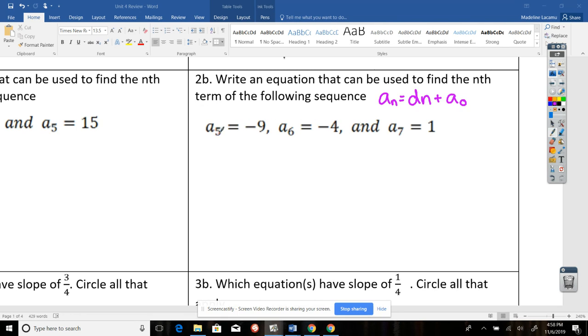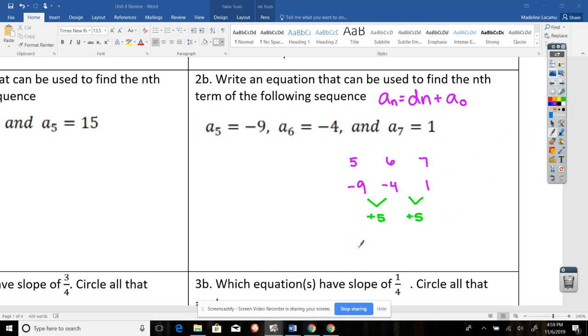So in this problem, it has a sub 5 equals -9, a sub 6 equals -4, and a sub 7 equals 1. All this means is that our fifth term is going to be -9. Our sixth term is going to equal -4. And our seventh term is going to equal a positive 1. So now from this, we can look and find our common difference. So from -9 to -4, that would be +5. From -4 to positive 1 is also +5.